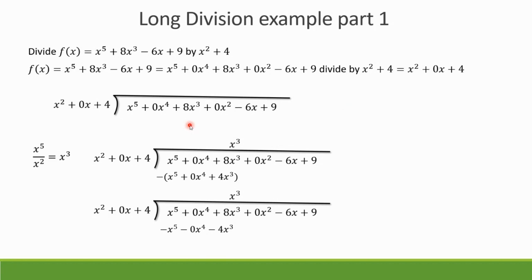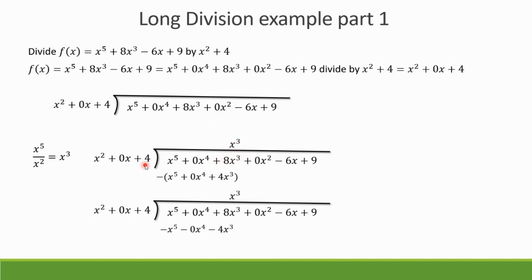All right. So here's how we set it up. Again, it's just like long division of numbers. What we do, remember, is we divide leading terms. So we're doing x to the 5th divided by x squared. And what do we get? X cubed. We're going to put the x cubed above this 8x cubed. We put it above it because they're like terms.